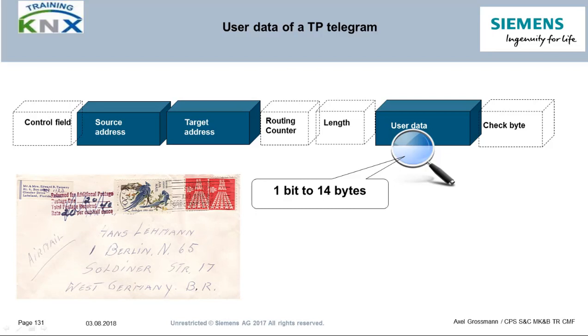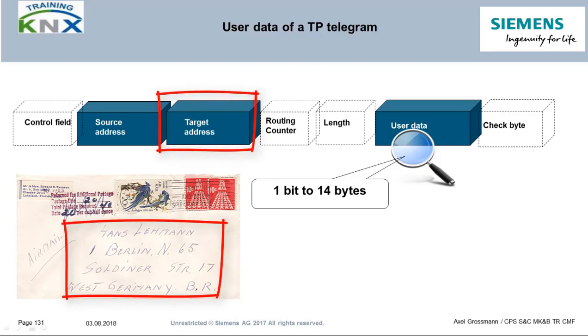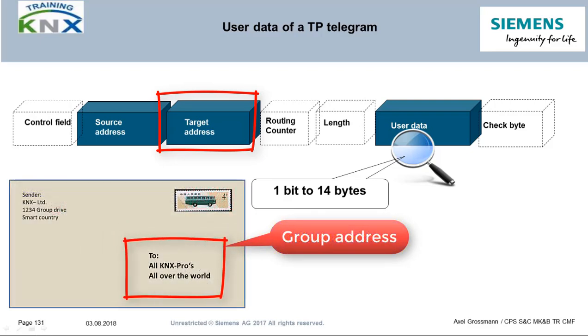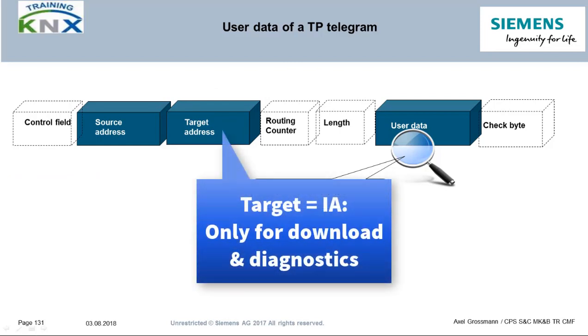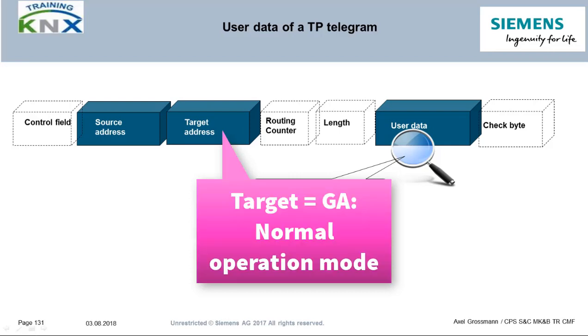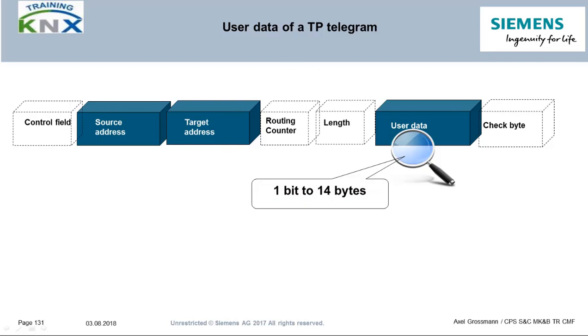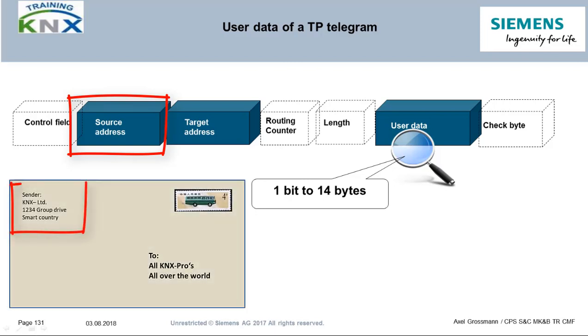To convey data, respectively user information, to a destination, the destination or target address must be clear. In KNX, destination addresses can be individual or group addresses. The individual address is, as we have learned already, only required for commissioning and diagnostics. The normal operation mode is covered by the group addresses. Still, in each telegram, a physical address is included. It is the source address, the address of the sender.